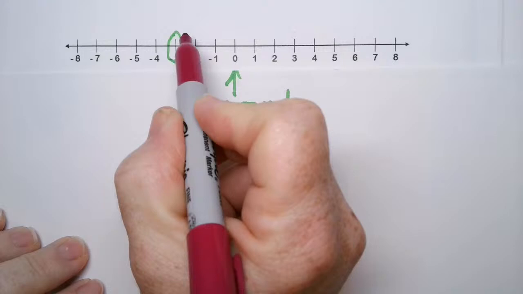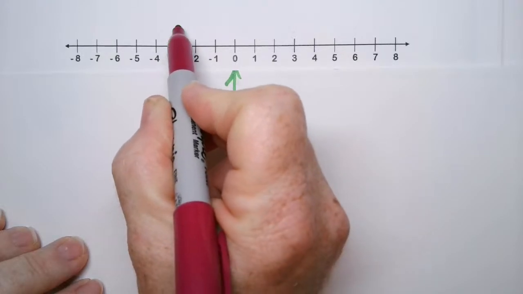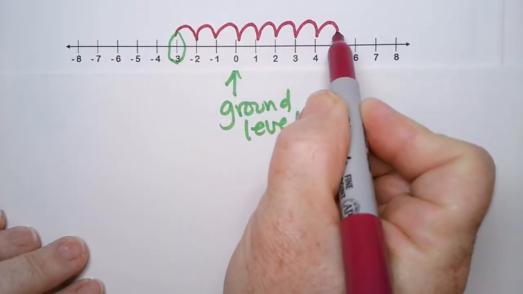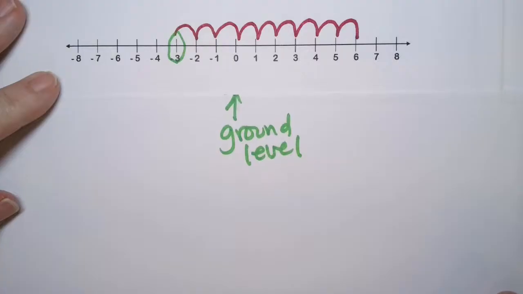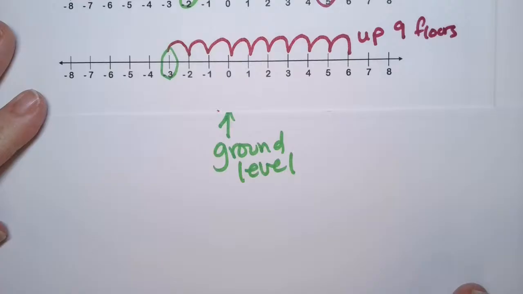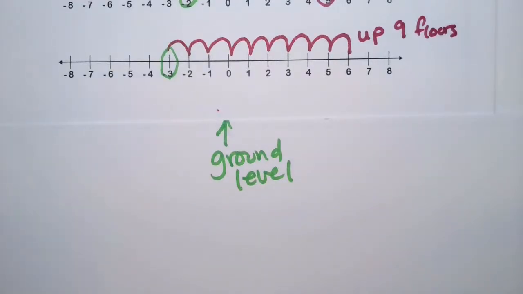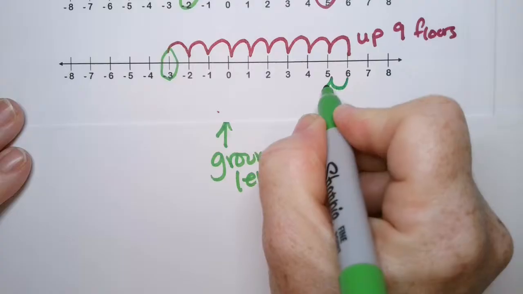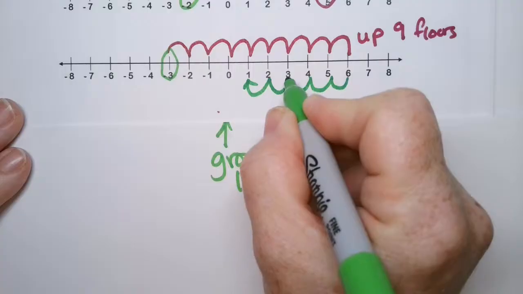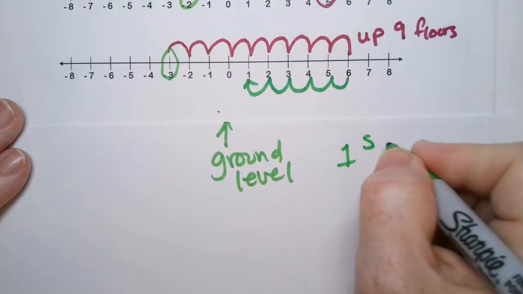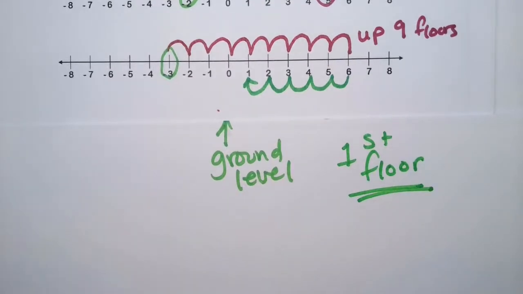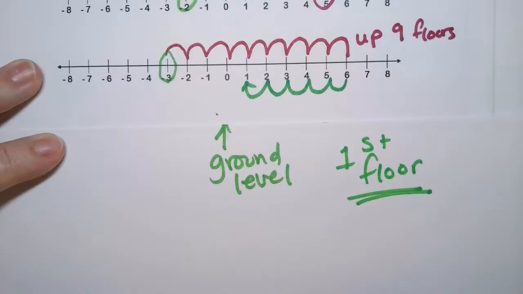Okay, so it goes up 9. So we don't count the level we're on. It goes up 1, 2, 3, 4, 5, 6, 7, 8, 9. So that's up 9 floors. But then it goes down, how many? Down 5. 1, 2, 3, 4, 5. So we are on the first floor. Yay!